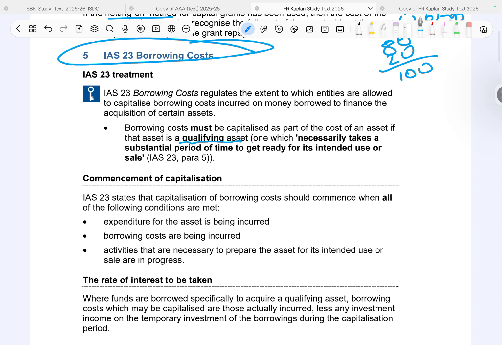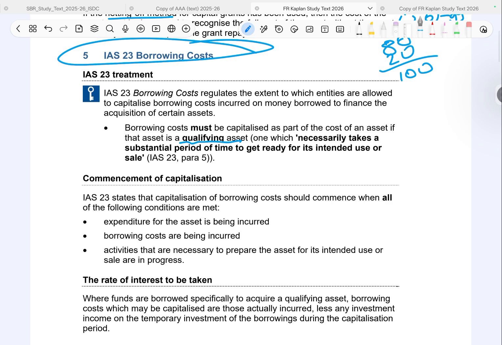You'll be wondering what is a qualifying asset. We'll talk about it also. So one which necessarily takes a substantial period of time to get ready for its intended use or sale. So what are qualifying assets? Qualifying assets are those which take a long time to get ready.